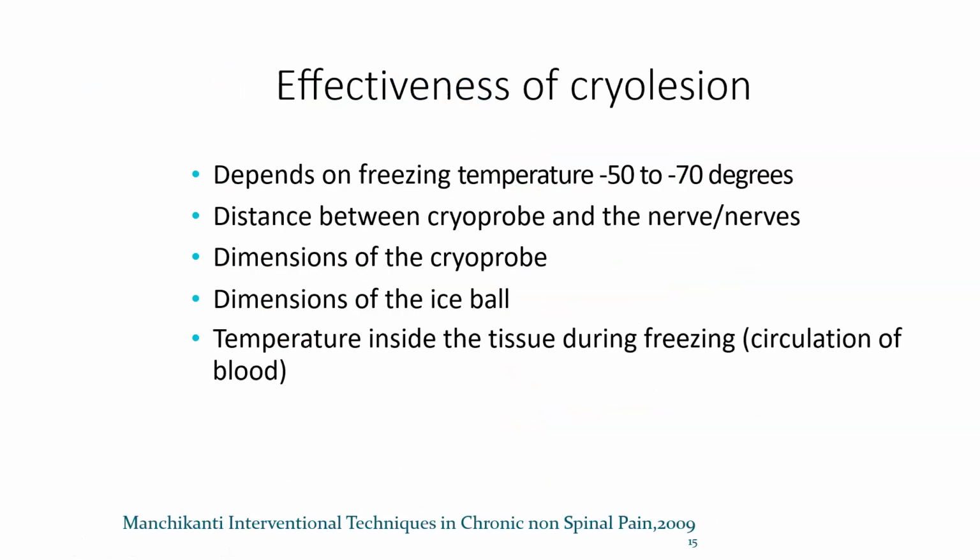So when you talk about the effectiveness of a cryo lesion, it depends on several factors. One is the freezing temperature and the distance between the probe and the nerve. That's why you can use ultrasound or X-ray, or you can combine both for these cases. As I will show you later, there are different types of probes. The dimension of the cryo probe plays a role, as does the dimension of the ice ball, how big or small it is, and the temperature inside the tissue during the freezing, which depends on circulation of blood.